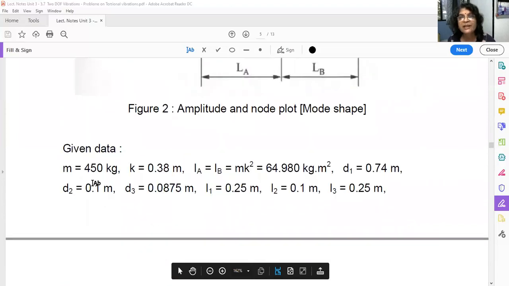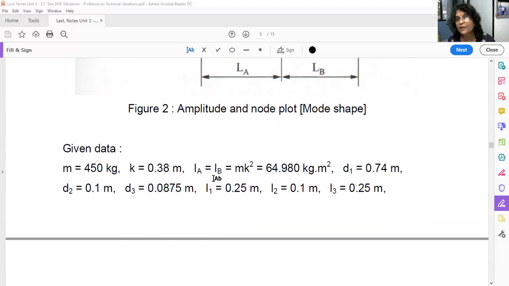This is the given data. M is given, K is given. So we can find out IA and IB, that is the mass moment of inertia of rotor A and rotor B, which is equal to MK squared. M is given, K is given. So this is the mass moment of inertia.